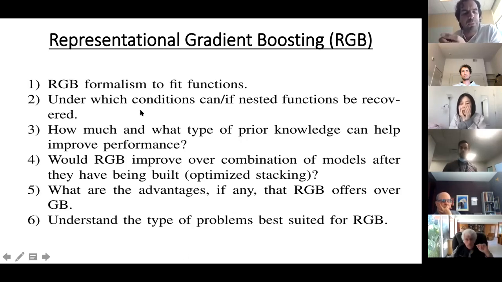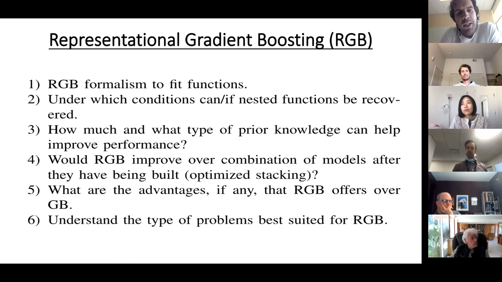And then after that, I'm going to talk about the conditions and specific scenarios we need to be able to recover the data generating function if it is a nested function. And then I'm going to give you very specific intuition of when representational gradient boosting works and what types of problems are best suited for its type of architecture.